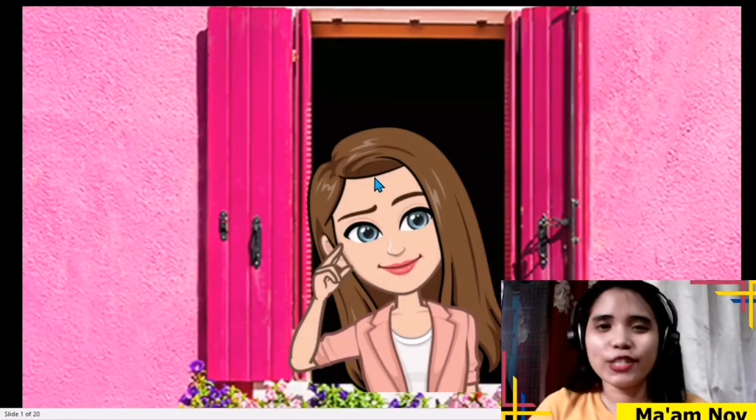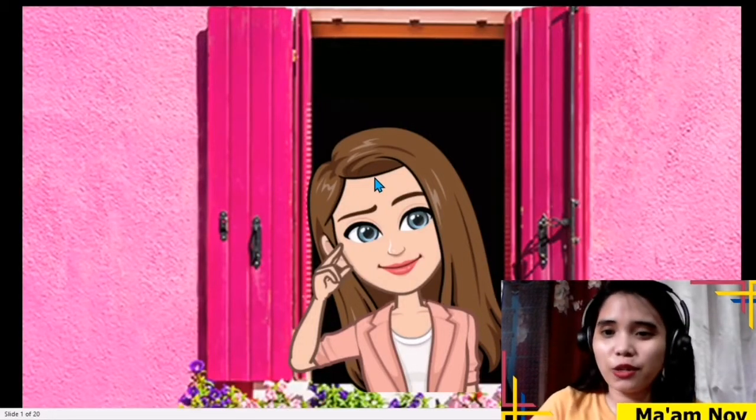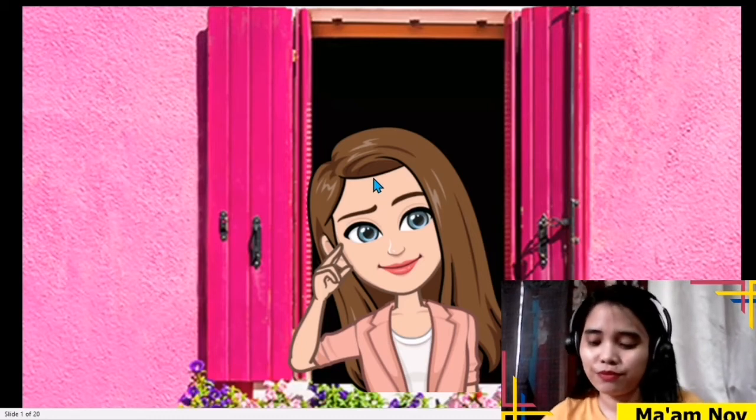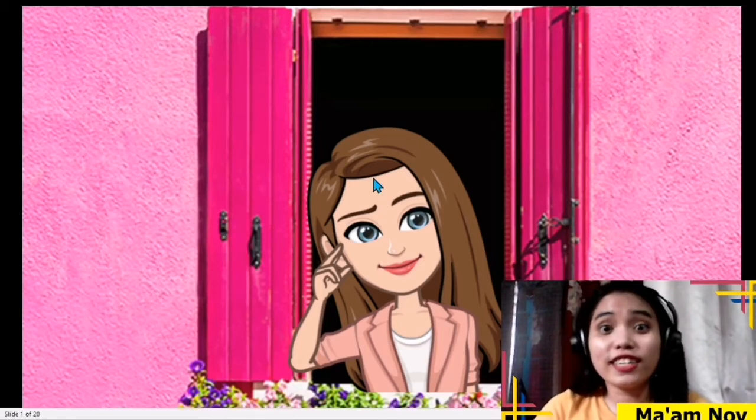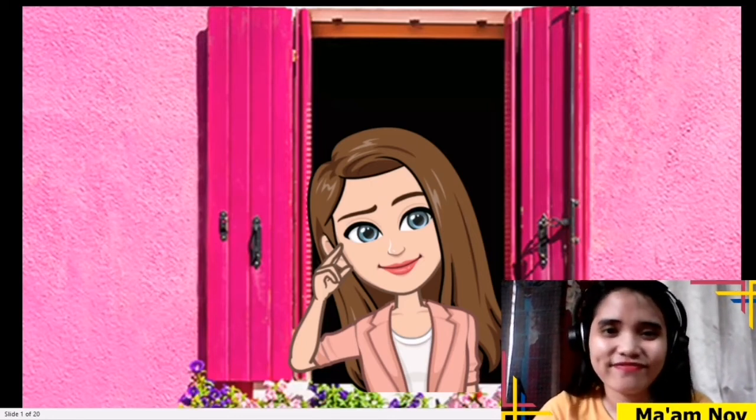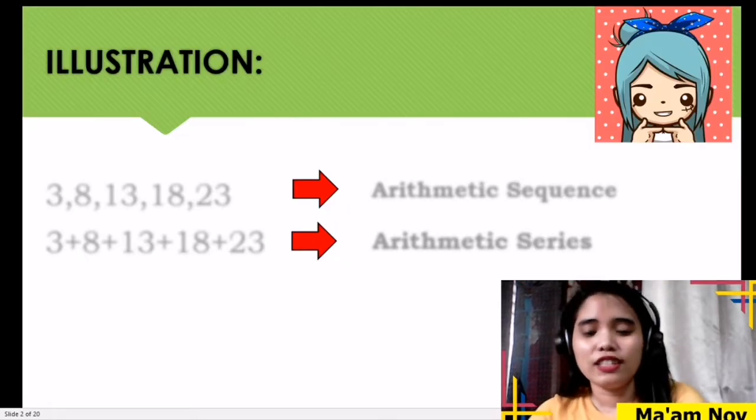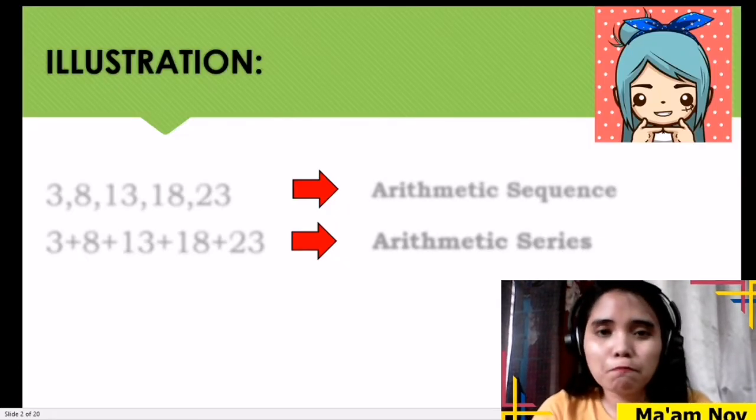Alright, so tapos na tayo sa arithmetic sequence and arithmetic mean. So proceed na tayo sa next lesson natin. Okay, so tingnan niyo ang examples na ito.